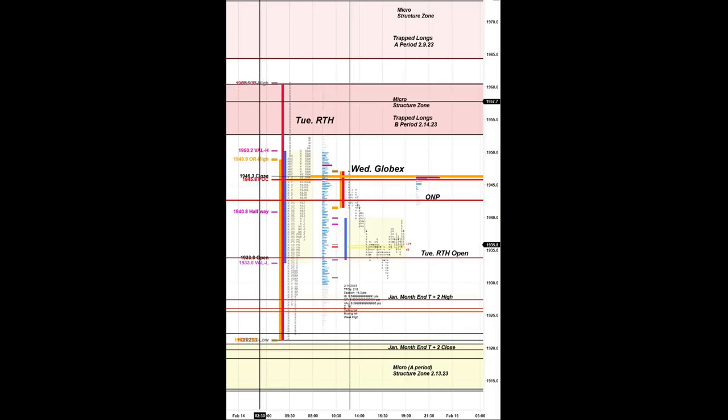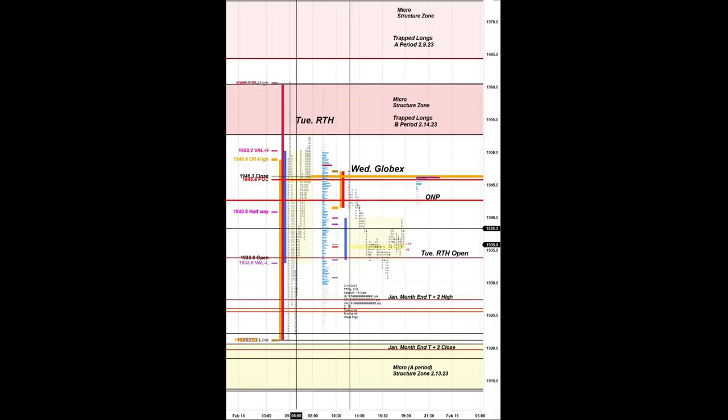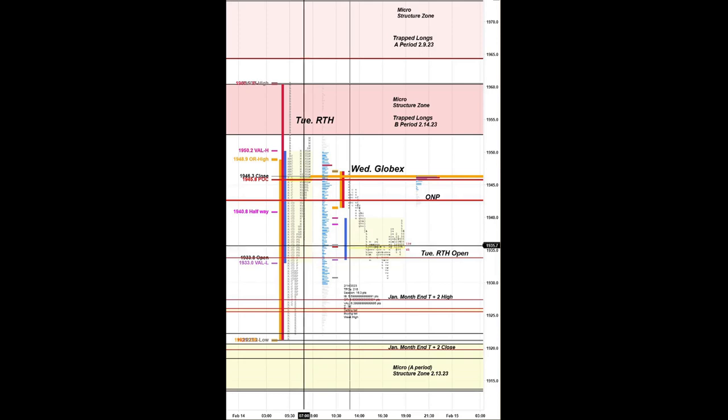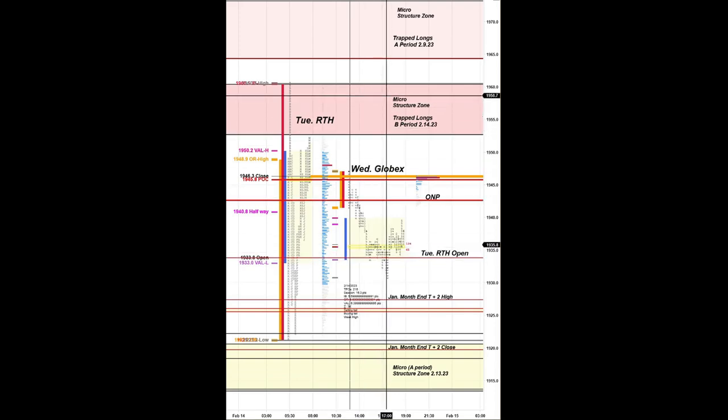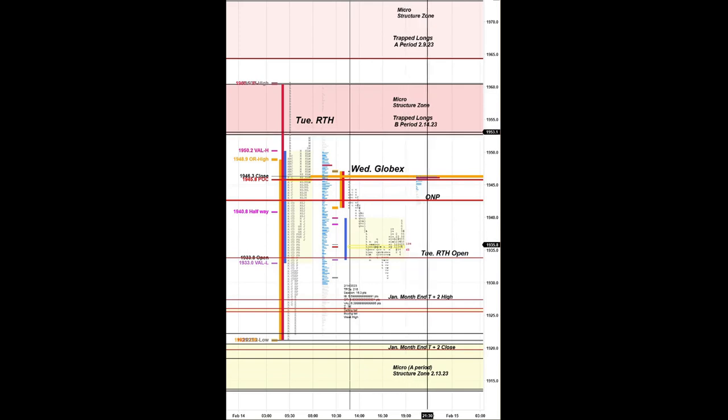It's so important when you've got one of these days that's in balance. You can see Tuesday RTH, the yellow shade is where the bulk of the volume was, and here we are in the Globex inside of that. So that's our balance. And look at all the microstructures here above. So we've got B as in boy period from Valentine's Day on single prints. So that's a structure, trapped longs.